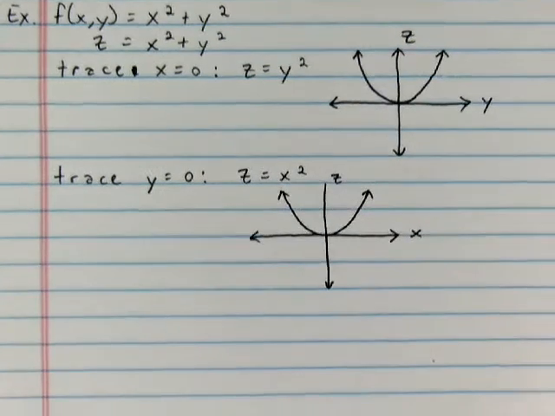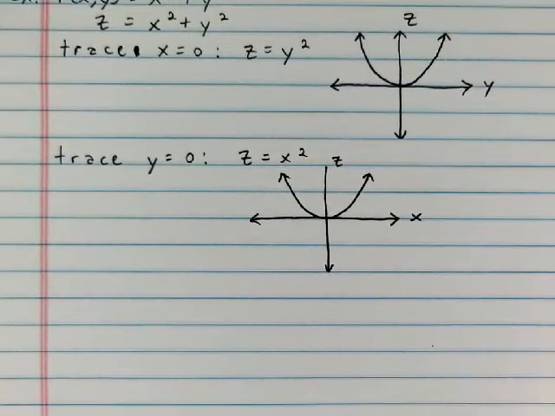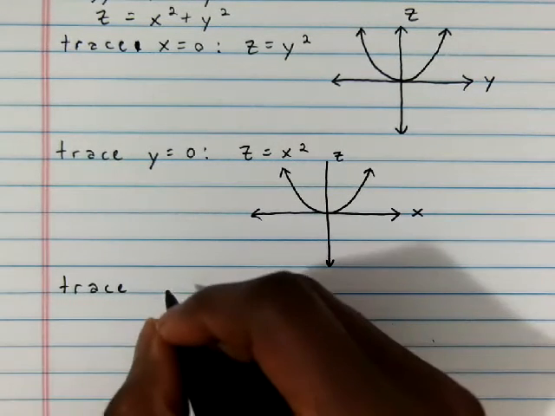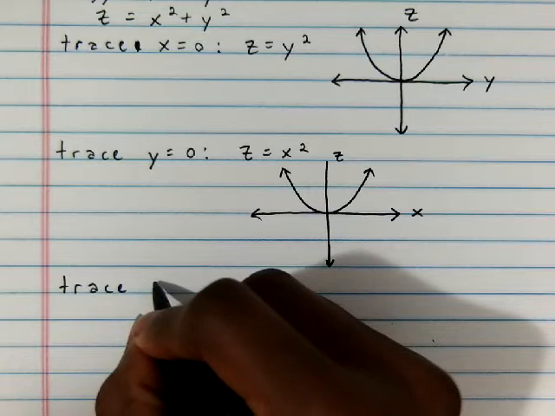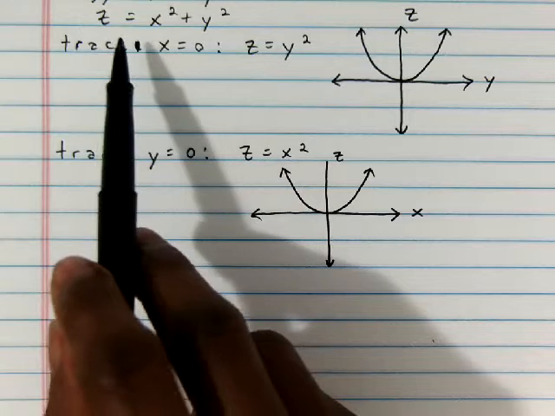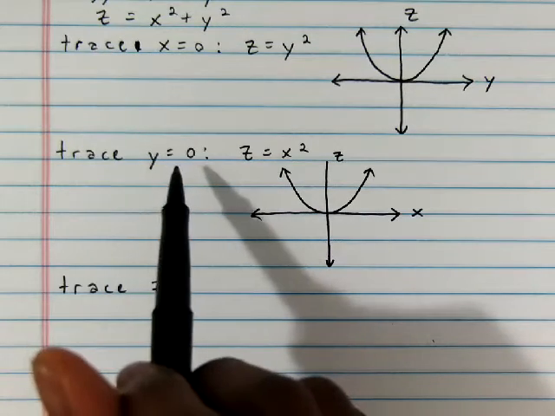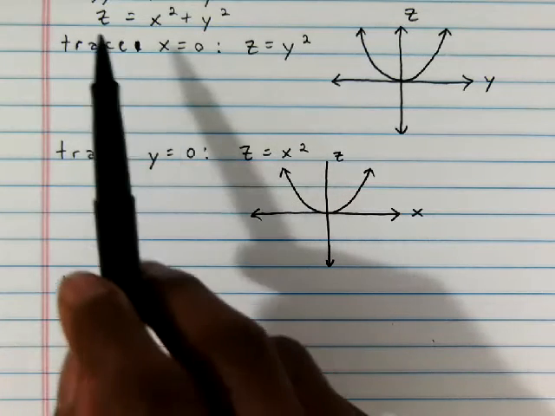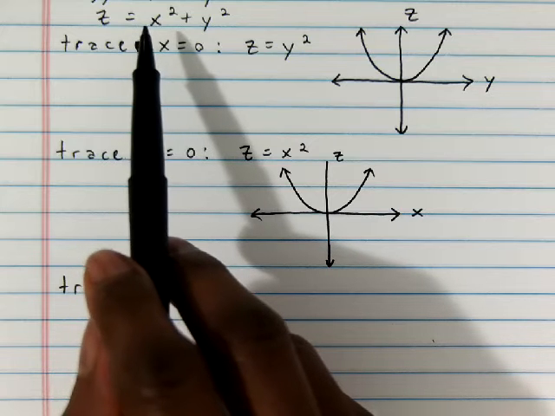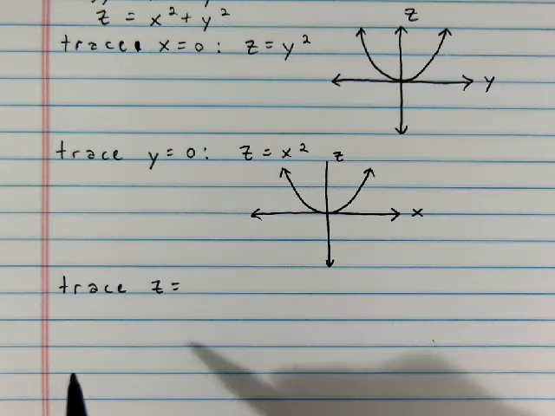All right, and then we'll do the trace z equals. Now here, if I said, okay, well, I want to do z equals 0 because I did x equals 0 and y equals 0. If I plugged in z equals 0 there, then I would get x squared equals negative y squared, and I would just get that all 3 points are 0. So I would just get one single point if I did z equals 0.